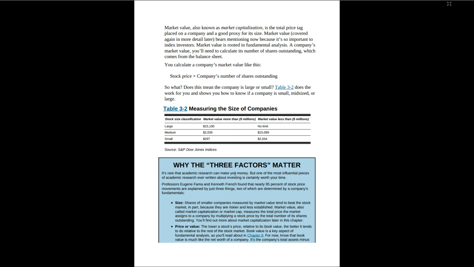Why the three factors matter. It's rare that academic research can make you money, but one of the most influential pieces of academic research ever written about investing is certainly worth your time. Professors Eugene Fama and Kenneth French found that nearly 95% of stock price movements are explained by just three things, two of which are determined by a company's fundamentals.